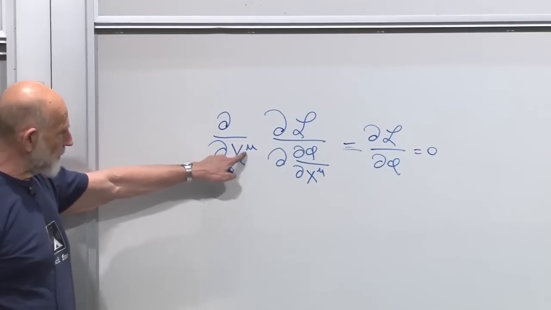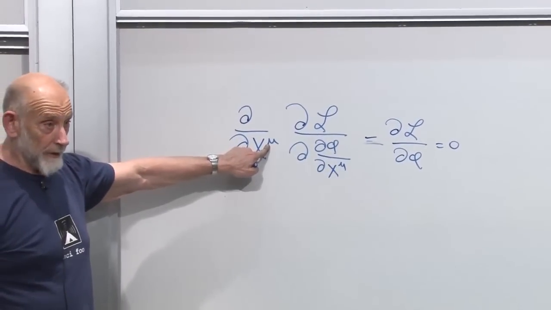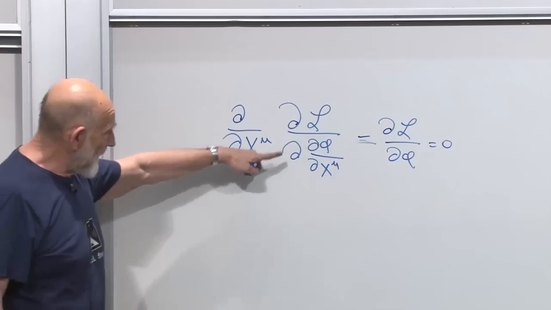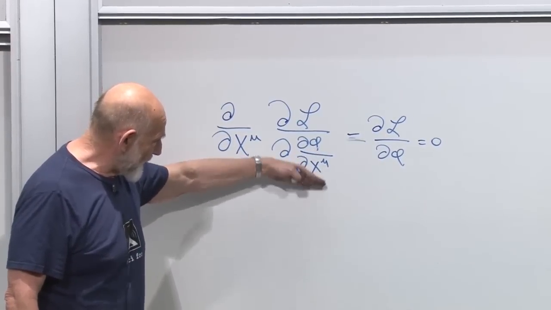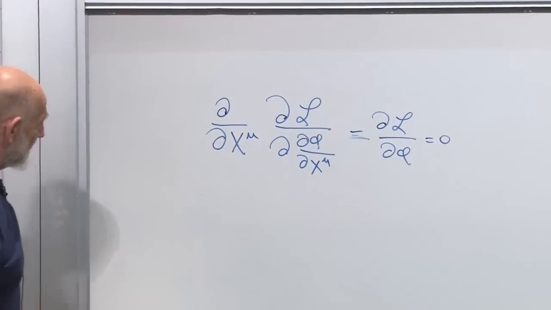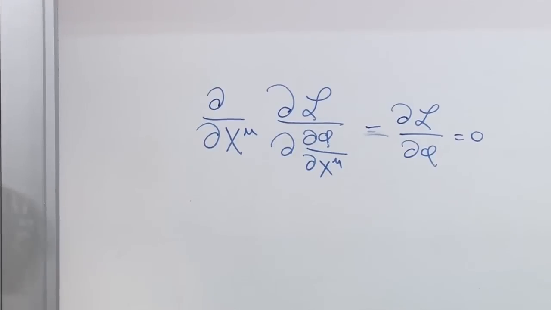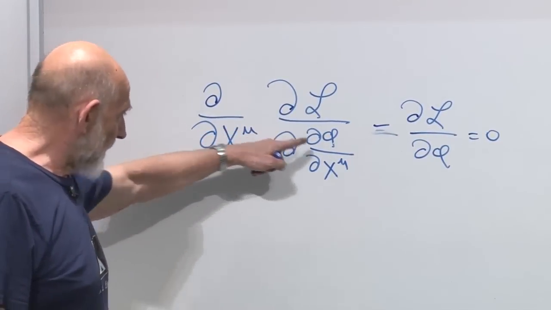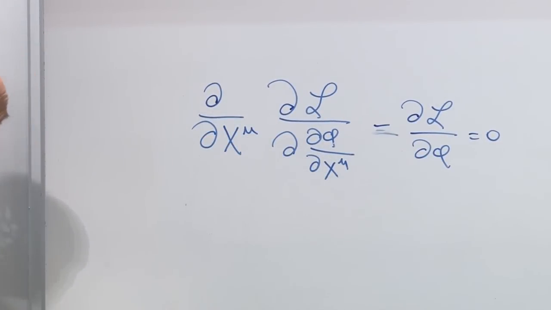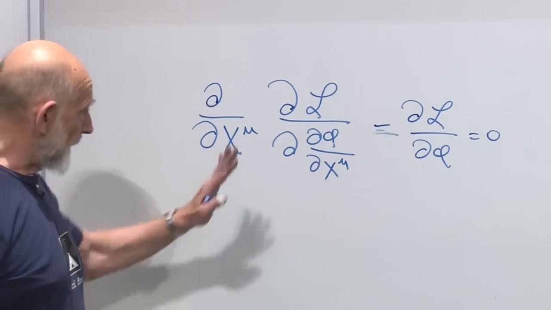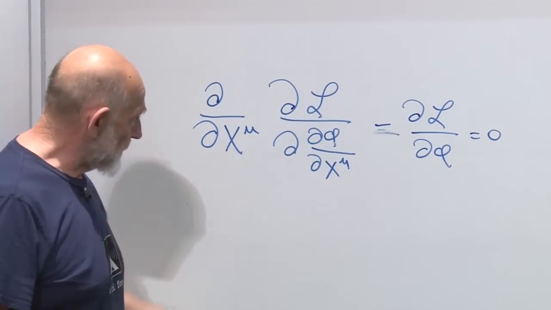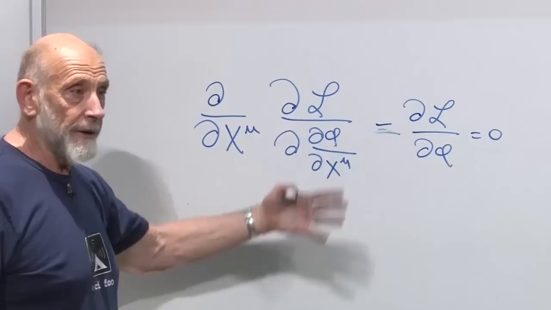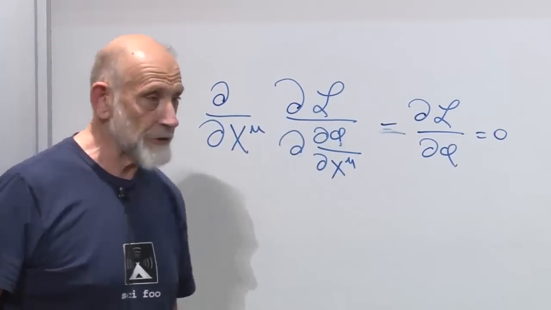D by dx mu is a covariant index, a downstairs index. In the denominator here, you have a d phi by dx mu, which makes this an upstairs index. But this is of the form of a lower index times an upper index. And you can see that this equation has some nice relativistic structure. Upper indices and lower indices are contracted, and everything is a scalar.